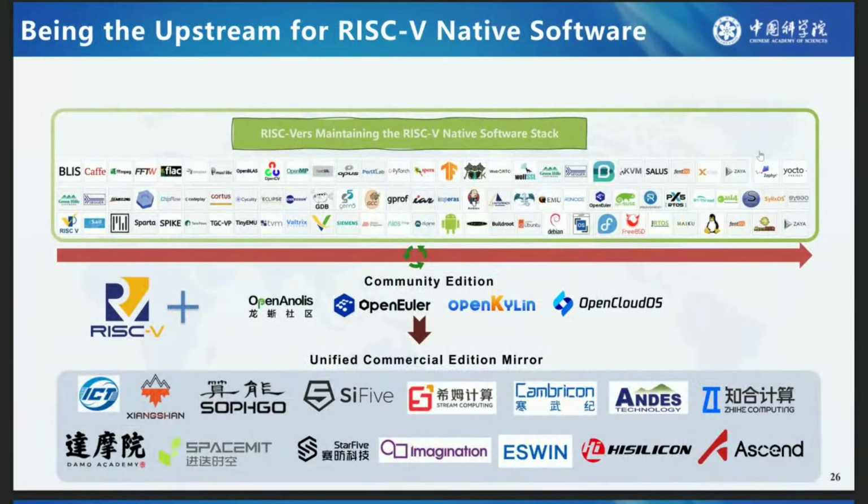And we cooperate with some major OS release communities like openEuler, OpenKylin, OpenAnolis, and OpenCloudOS. These four communities are all in China, but we also work with the Debian community, and we have unified RISC-V native distributions to give to industry companies.